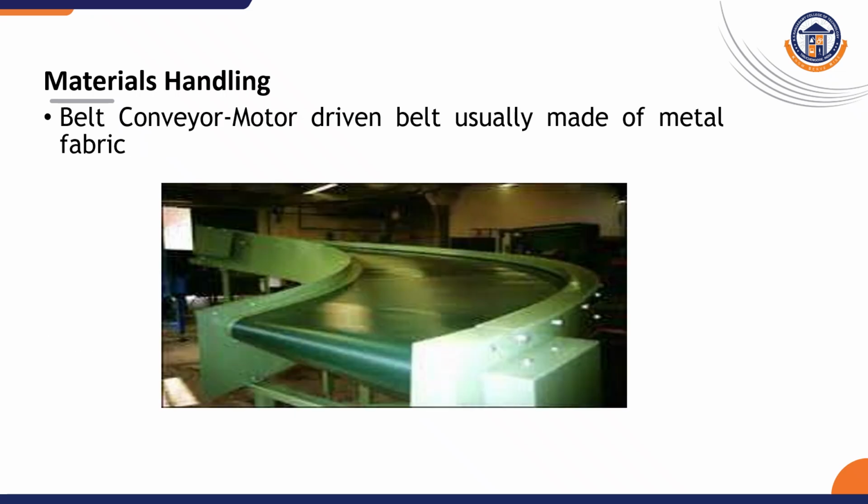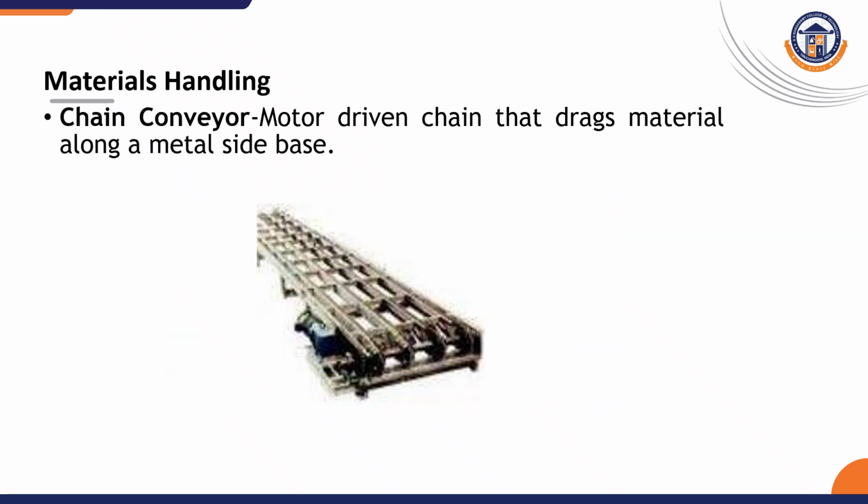Belt conveyor. It's a motor driven belt, usually made of metal or fabric. It can be rubber also, depending on the use. You can see this in airports when baggage is being taken, or in a fixed position where one material has to go from this place to this place. It happens in the spinning industry. In yarn manufacturing, it's quite common. This is what it is.